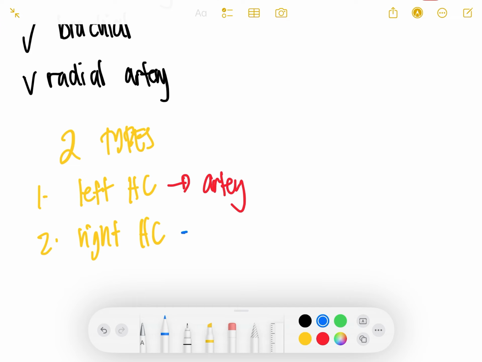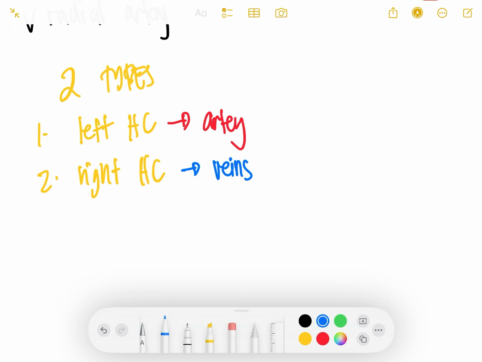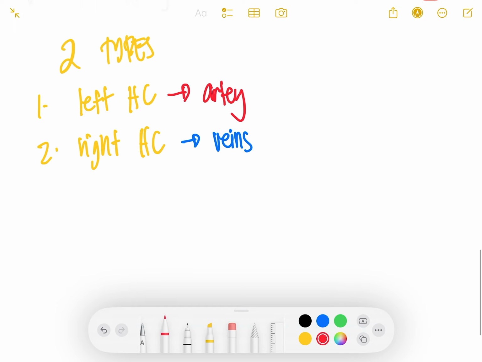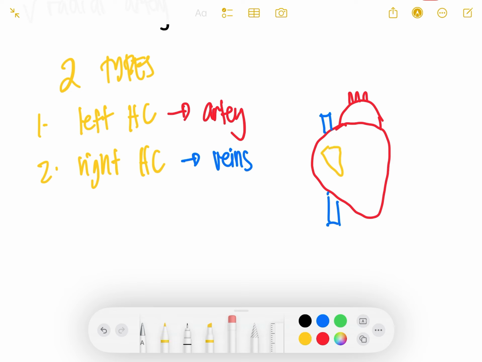And kapag naman right heart, you have the use of veins because the veins go towards the right side of the heart. Pag confusing pa rin, let's go back to the basic anatomy and physiology of the heart, including the blood flow. So for example, this is the heart. This is your superior and inferior vena cava, and then this is your aorta. Hindi ko na dinrawing lahat ng parte ng heart.